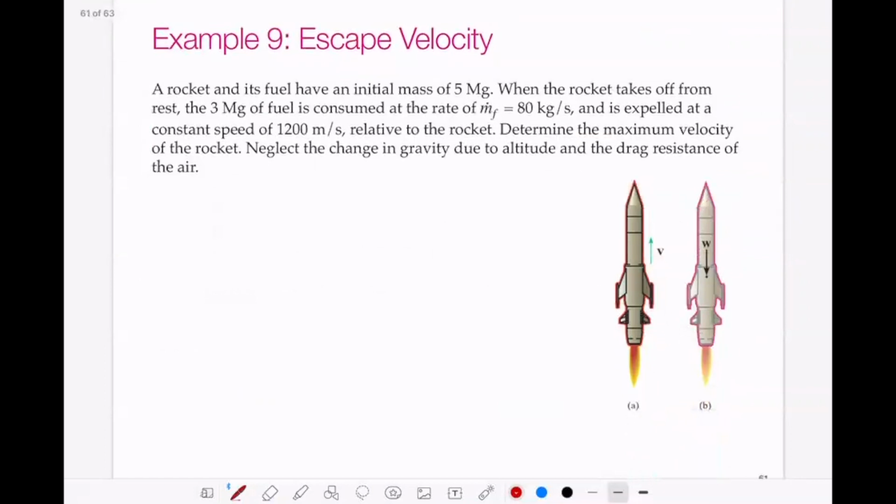So if it says we can ignore the drag force, so we're assuming that there's no friction, maybe this is in a vacuum, then our equation becomes negative W is equal to mass times the acceleration of the control volume minus the burn rate of our fuel times the exhaust velocity. So the question says, determine the maximum velocity of the rocket, neglect the change in gravity due to the altitude and drag resistance of the air. So we've already neglected the drag resistance, that's that F_D term, so that is equal to 0.